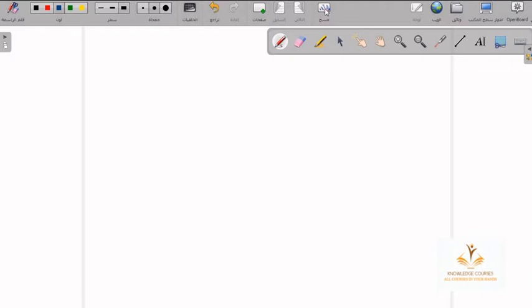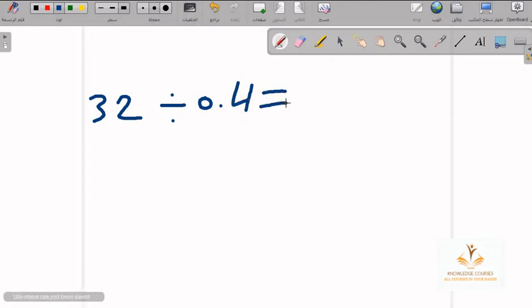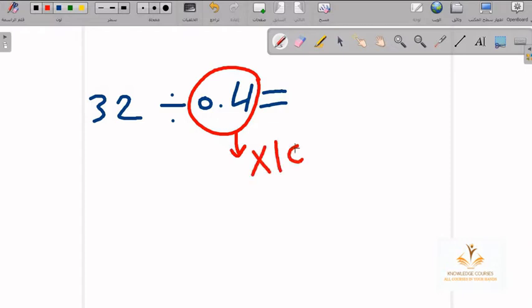Example: 32 divide 0.4 equals. We must change the divisor to a whole number. When we change 0.4 to a whole number, we must multiply it by 10. So, when we multiply the divisor by 10, we must multiply the dividend by 10.